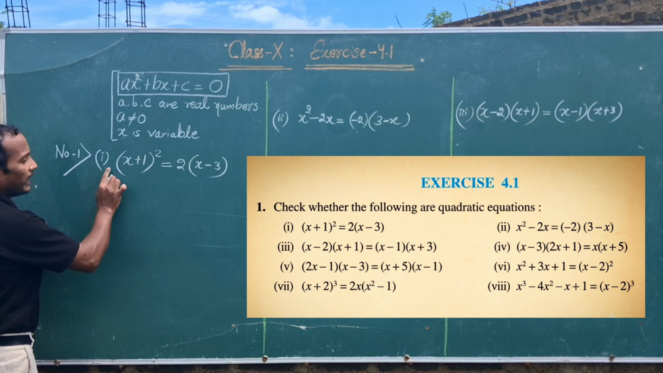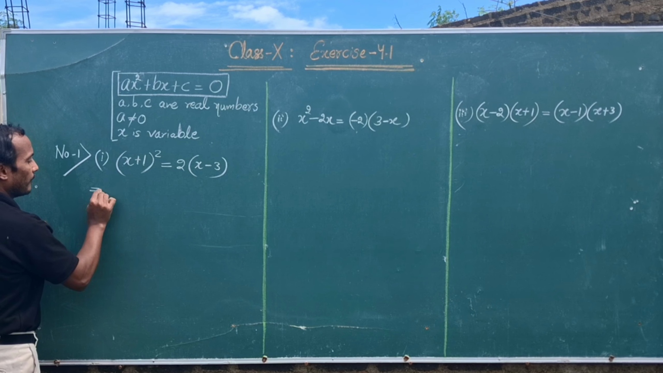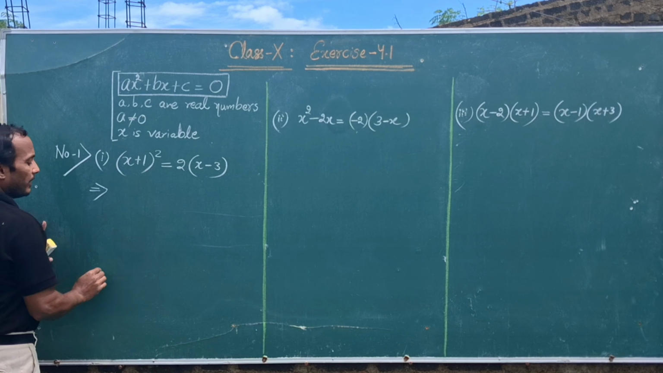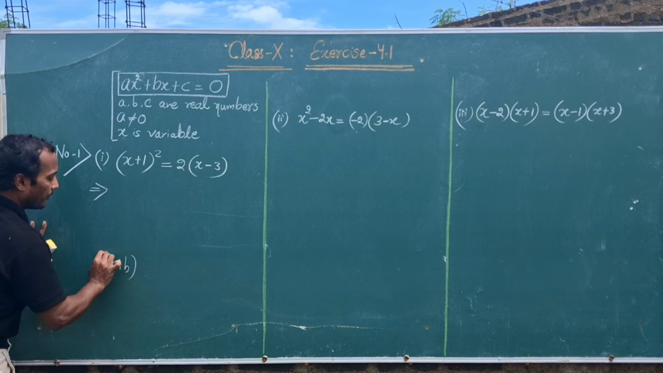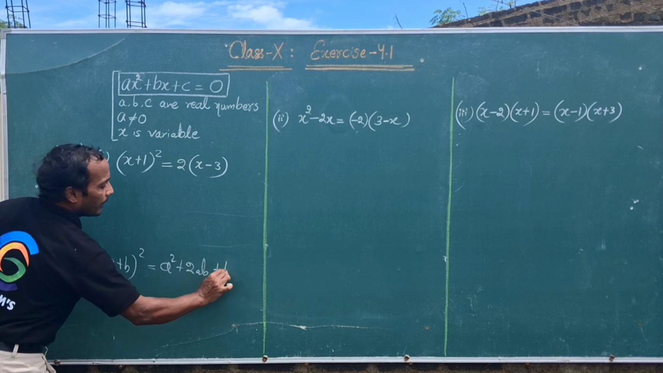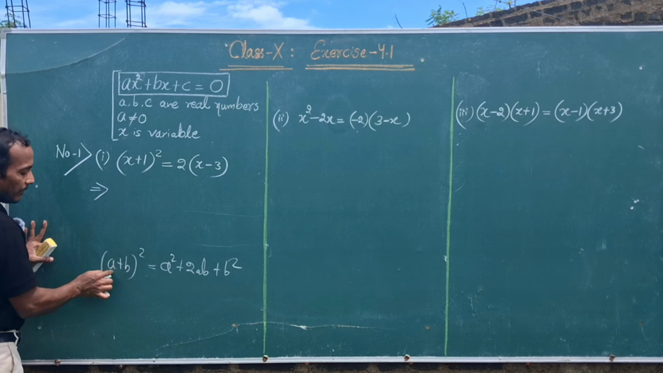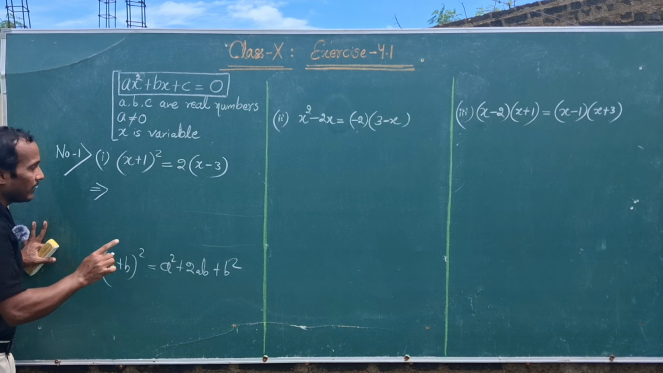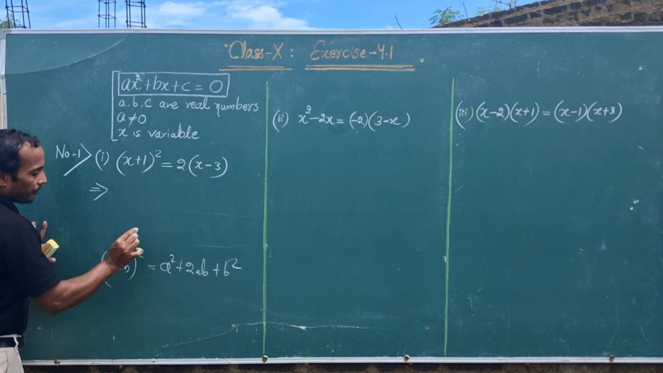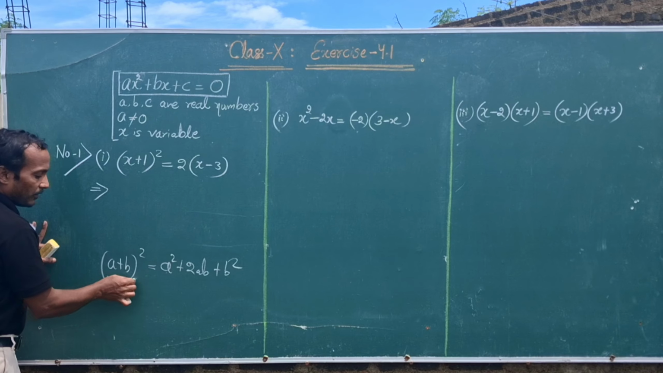Question number 1 (i) tells that x plus 1 whole square is equal to 2 into x minus 3. Let us simplify it. This x plus 1 whole square falls under identity. A plus b whole square equals a square plus 2ab plus b square. Identify who is a and who is b here. In place of a we have x here, and in place of b we have 1. So I will write now a square plus 2ab plus b square. X plus 1 whole square matches with a plus b whole square.